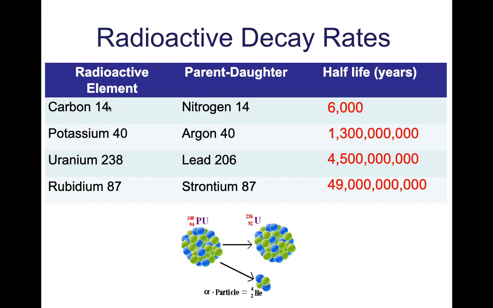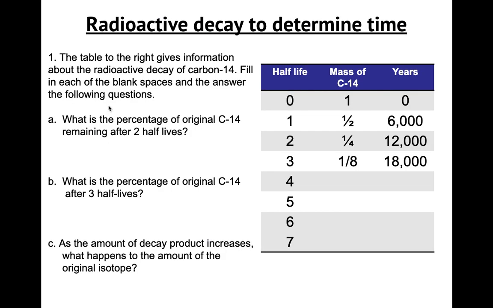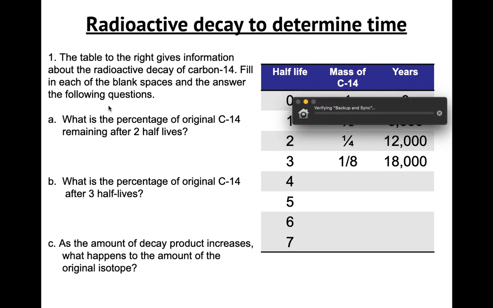Because of this idea that certain elements will decay over time in a predictable way, we can use this to help us determine time, to determine how old something is. We call this radiometric dating, radioactive dating.